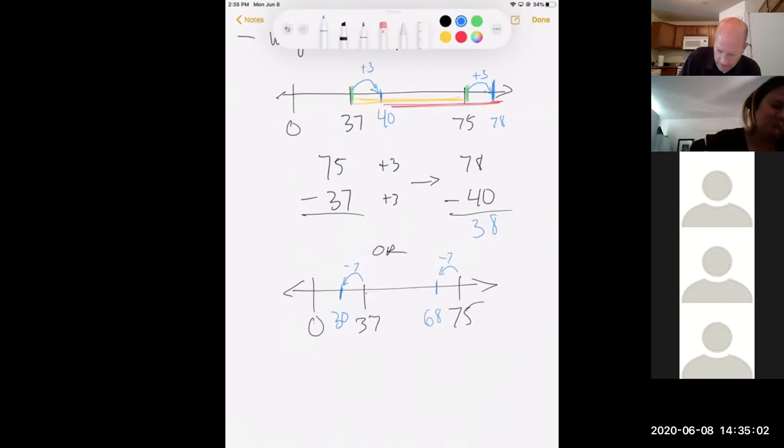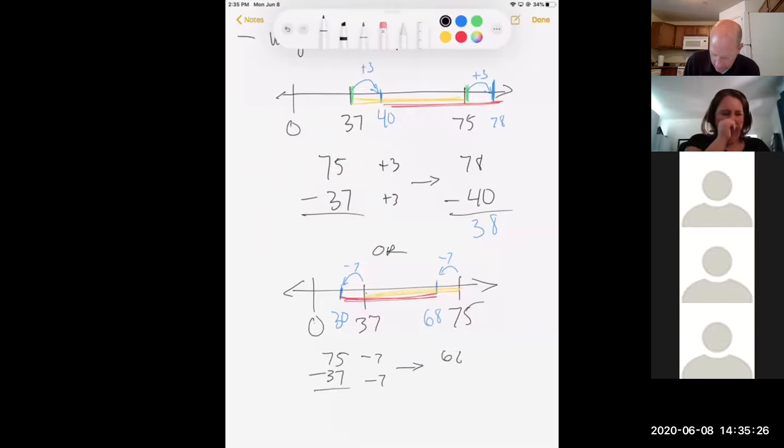Okay. And notice that the difference is maintained from 37 to 75 in yellow, and my new numbers, 30 and 68 in red. The difference is maintained. So what I did numerically, 75 minus 37, is I subtracted 7 from each. Then 68 minus 30 gives me my 38. That's the compensation.